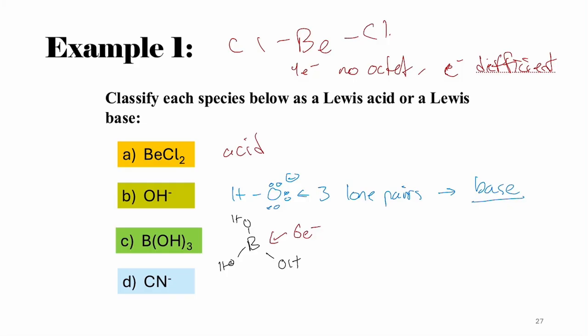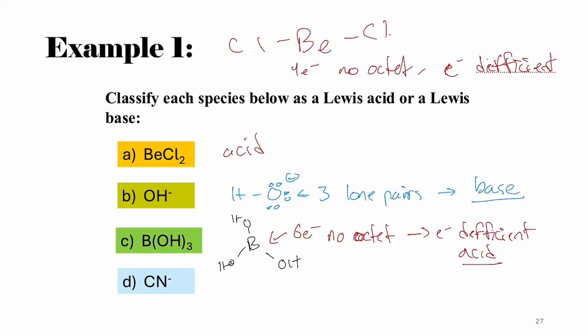So does it have a full octet? No octet, because we only have 6 electrons out of 8. Right, no octet. So this is electron deficient, which means it's an acid. Bless you.